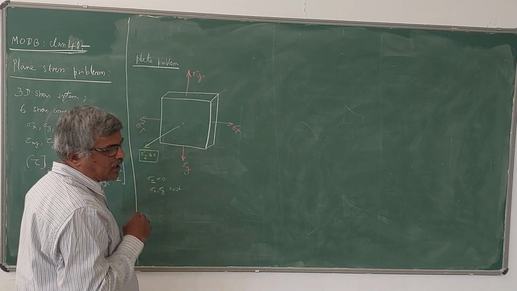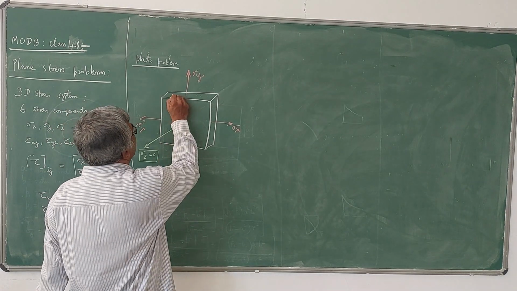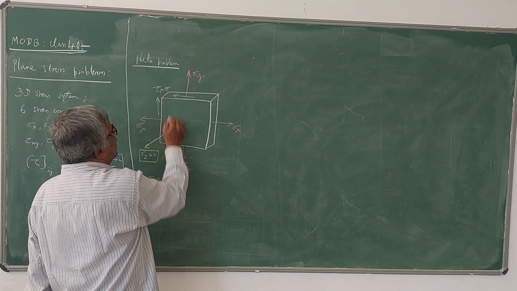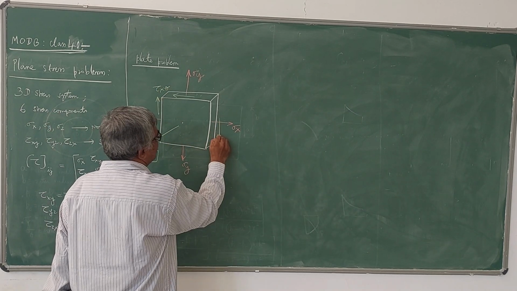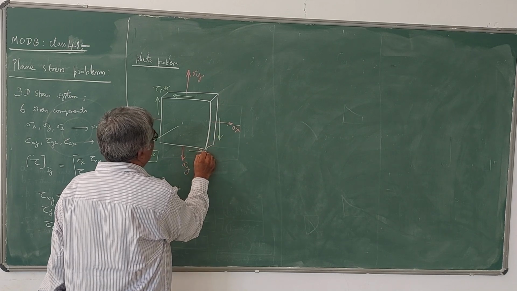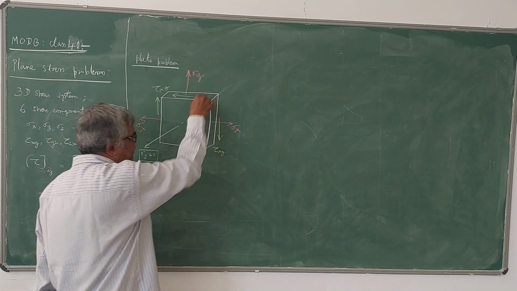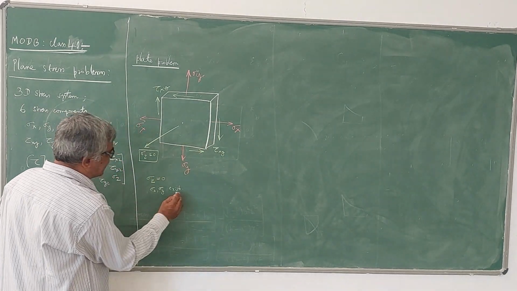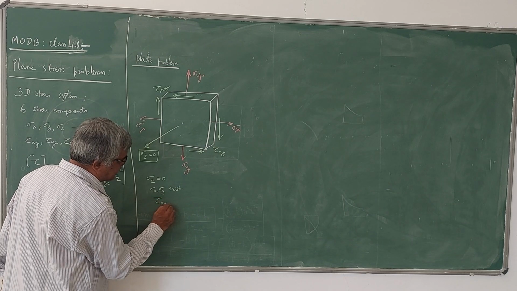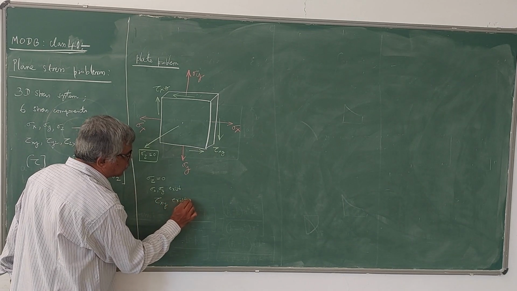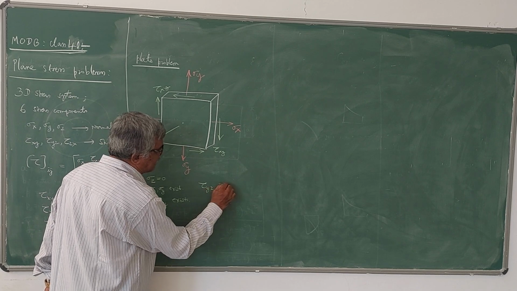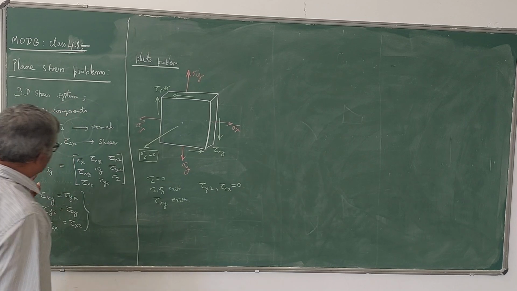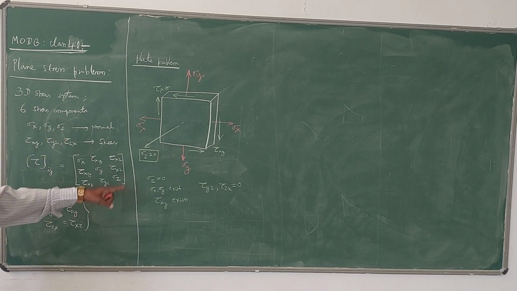Coming to the shear stress, you will have shear stress tau xy, and here also you will have shear stress tau xy like this. So tau xy will be acting like this. Finally, you will have only three stress components. Tau xy exists, whereas the other two, tau yz and tau zx, will be 0. So these six components are reduced to three components.